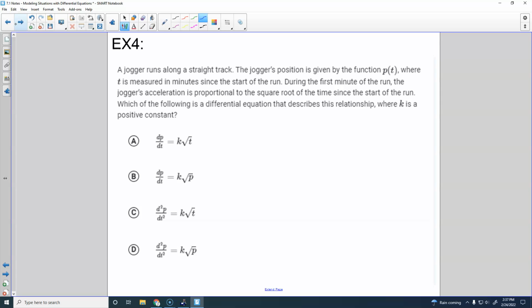Okay. A jogger runs along a straight track. The jogger's position is given by the function P of T, where T is measured in minutes since the start of the run. During the first minute of the run, the jogger's acceleration is proportional to the square root of the time since the start of the run. Which of the following is a differential equation that describes the relationship, where K is a positive constant?